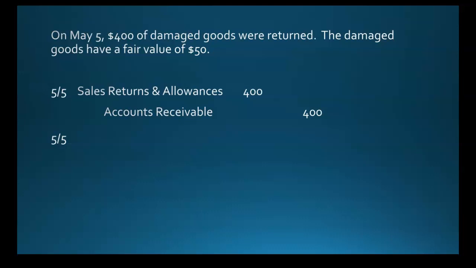Now the damaged goods have a fair value of $50. So these goods are coming back to us, coming back into our warehouse. And so we show that our inventory is going up by $50, and we decrease our cost of goods sold by $50.